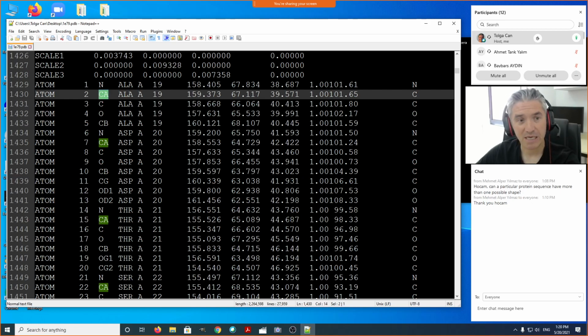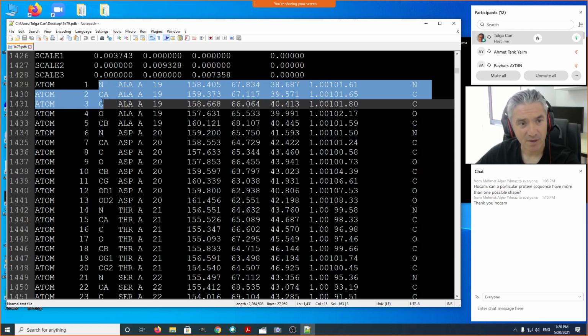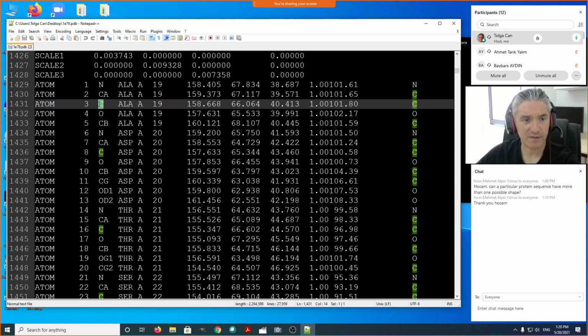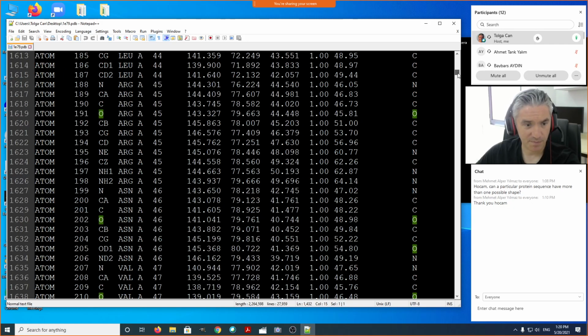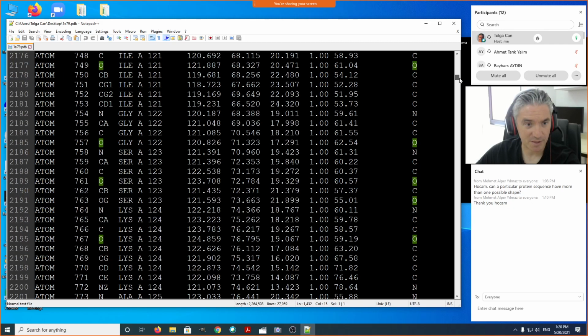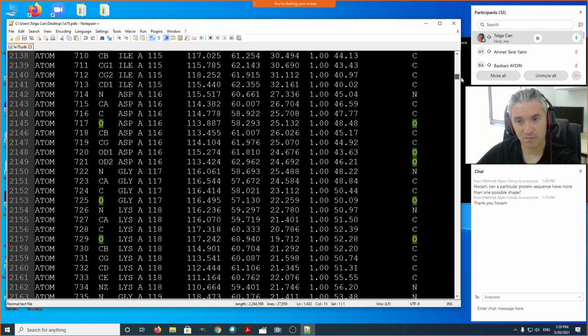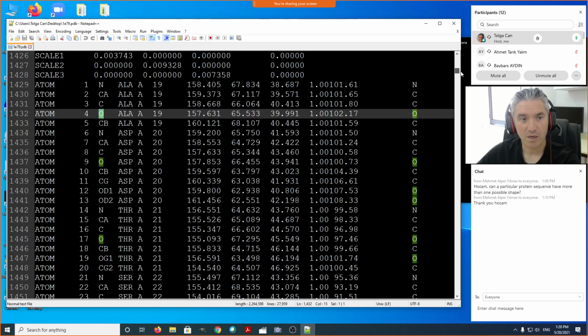Every amino acid contains these three backbone atoms: nitrogen, carbon alpha, and the other carbon. This is carbon beta, oxygen. And look at this PDB file. There are no hydrogen atoms. Hydrogen atoms are small, and some PDB files will not contain the coordinates for those hydrogen atoms, but they can be modeled if you know the positions of these atoms.